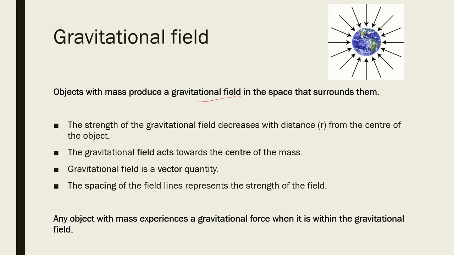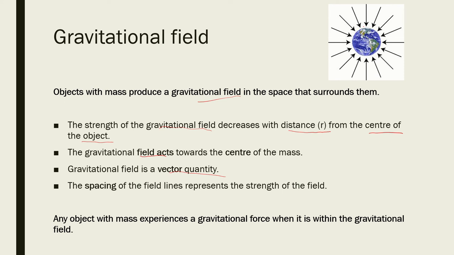So, as stated above, an object with mass produces a gravitational field in the space that surrounds it. So we have the Earth here in the top right hand corner. We have a gravitational field in the space around the Earth, and the strength of that field decreases with distance r from the center of that object or that mass. So as we can see, these gravitational field lines, this gravitational field acts towards the center of the mass, and the gravitational field is a vector quantity, so it's defined by these arrows.